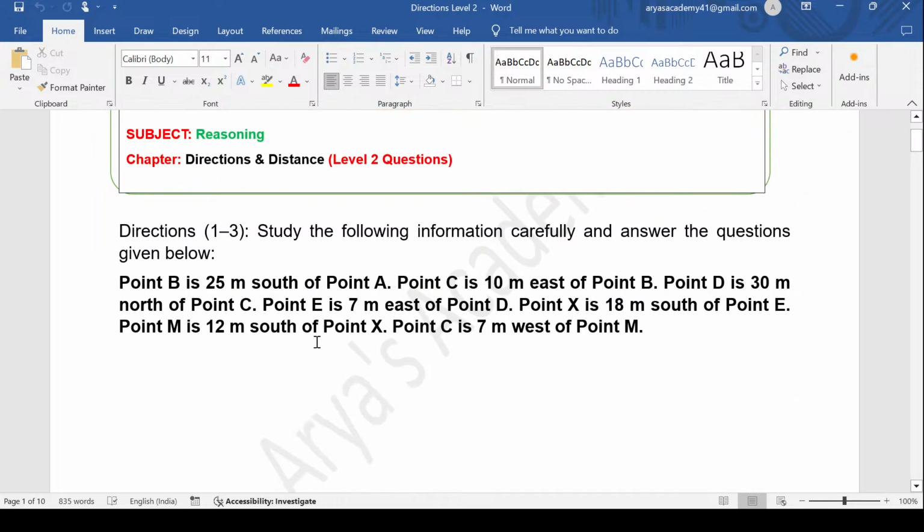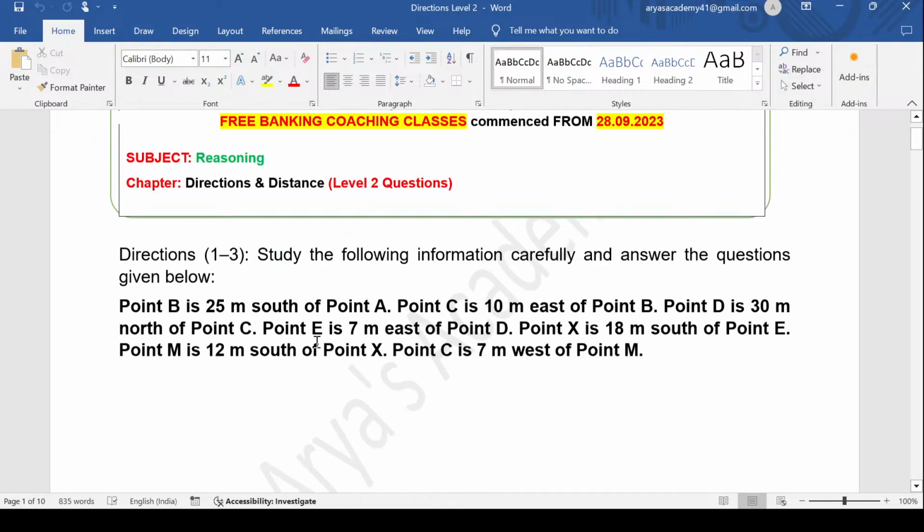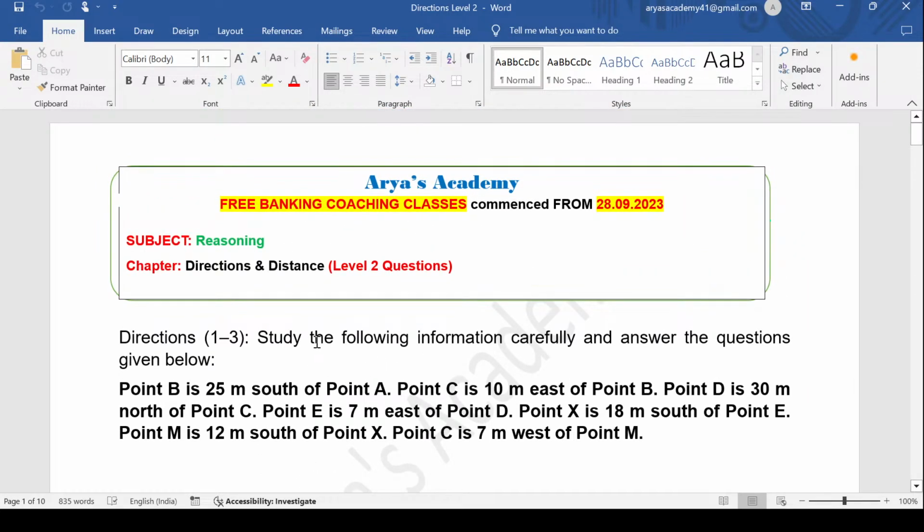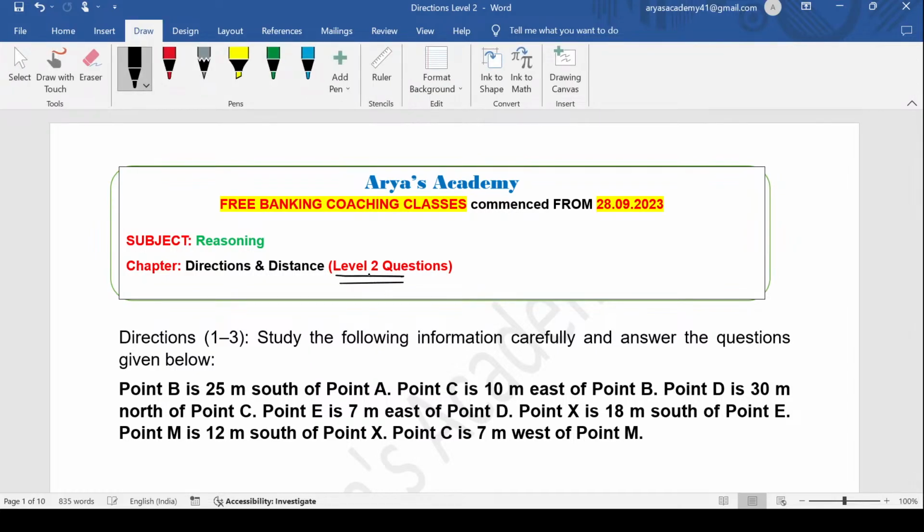Okay. So today we will see directions, level 2 questions. Level 2 means nothing but they are slightly difficult and most frequently asked in both prelims as well as mains. And they will be in the form of paragraph. You can say they are paragraph based direction questions.